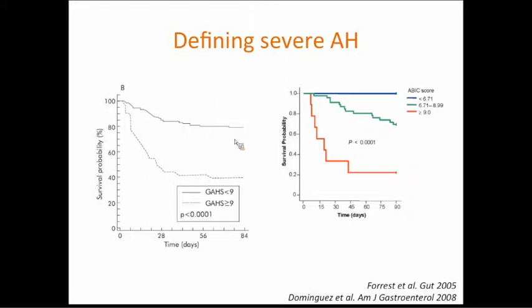And you can also use the score by Ramon Bataller's group. This is the ABIC scoring system, which includes age, bilirubin, INR, and creatinine. That's the acronym of the score. And the cutoff in this situation is 6.71. This is the cutoff associated with no mortality after a short period of time, as compared to the 9 cutoff, which is associated with a bad outcome.